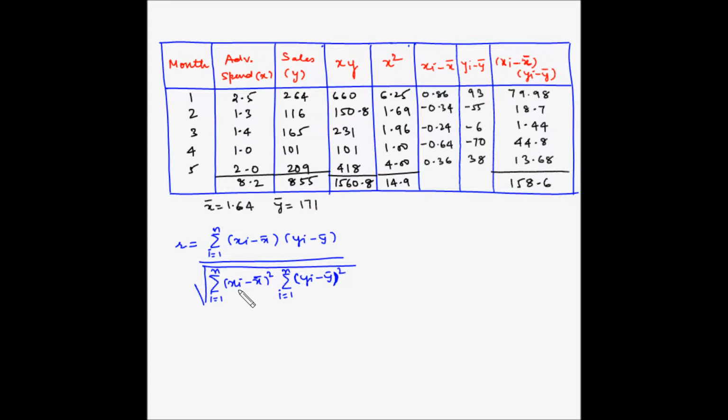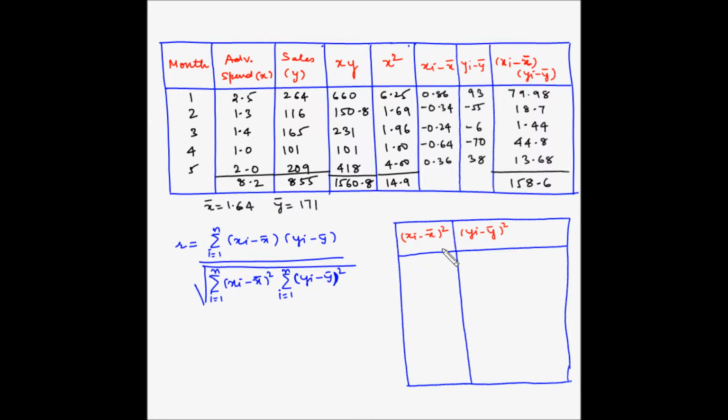Now we have to find the value of xi minus x bar square. We already have xi minus x bar; we have to square it up and then sum it up. Then we have to find the value of yi minus y bar square. We already have yi minus y bar; we have to square this up and then sum this up.